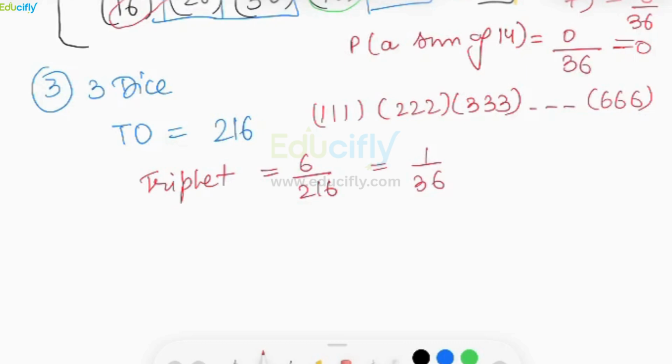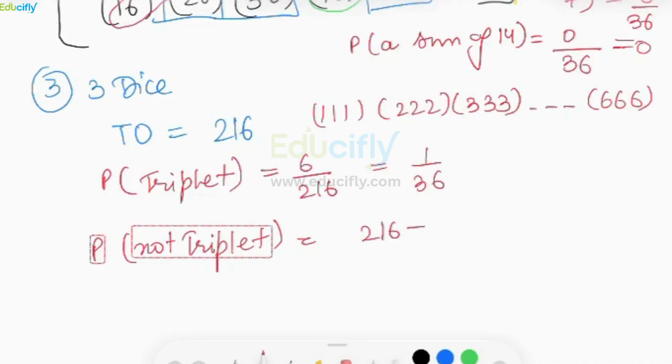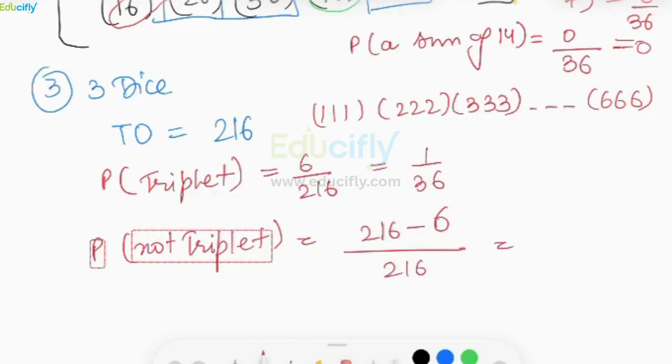And they can even ask you about a non-triplet, right? So let's write the probability here to make it more clear. Not getting a triplet. So not getting a triplet is basically 216 minus 6 over 216, right? Which is 210 over 216, which you can again simplify to get your final solution, right?